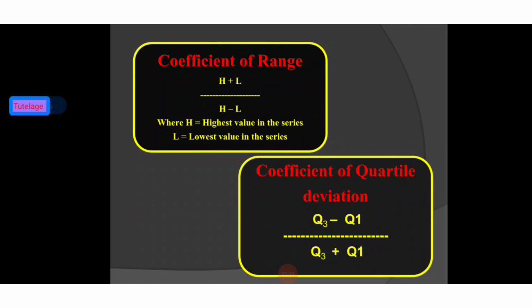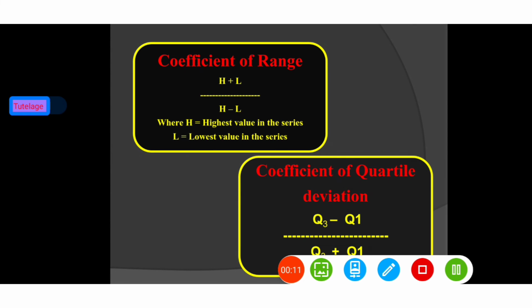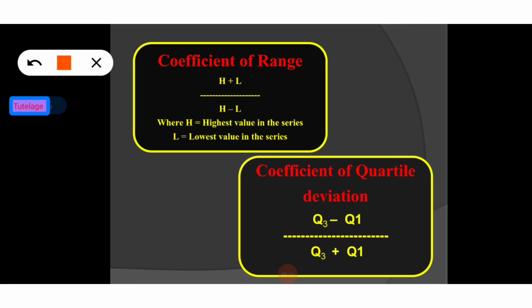So the first formula is the coefficient of range, which is the first way of relative measures of dispersion. In the coefficient of range calculation, there is no strictly defined coefficient of range because there is no average of range. However, the coefficient of range is measured by dividing the range by the sum of the lowest and highest values. So H minus L divided by H plus L.